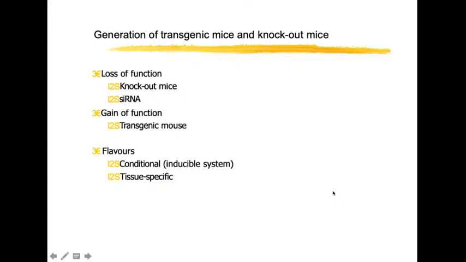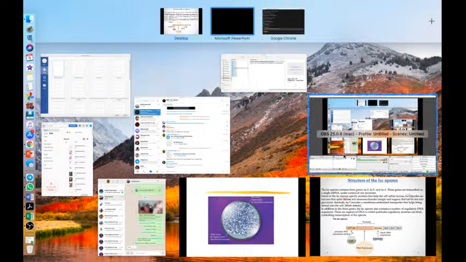So we will start tomorrow with the transgenic mice and the knockout mouse, with loss of function, that is knockout siRNA, and gain of function with the transgenic mouse and flavors. So we will start these topics tomorrow. For today, we are done till here.